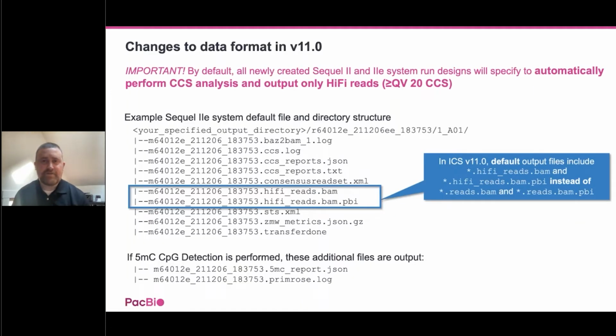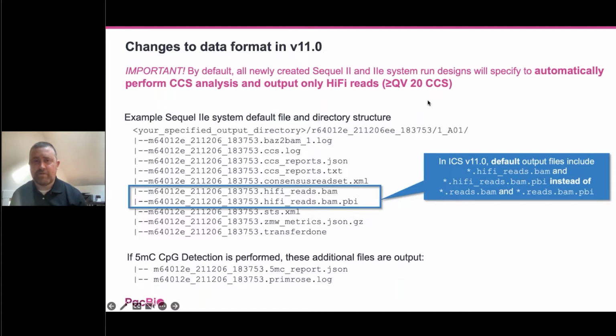Some changes for those of you who are using earlier versions. Now we've moved, as I said, to being HiFi-centric. So the raw data you're getting off the instrument is going to be that HiFi data. We've moved from what used to be called reads.bam, which also had lower quality CCS data and some other types of reads. Now the raw data you're going to get is a hifi_reads.bam. So really just HiFi data.